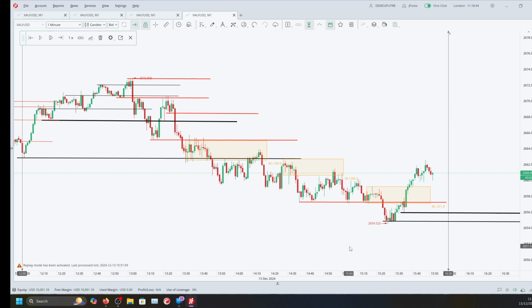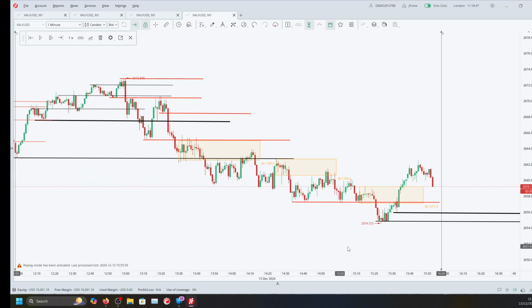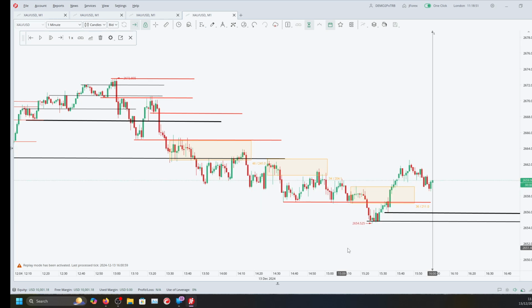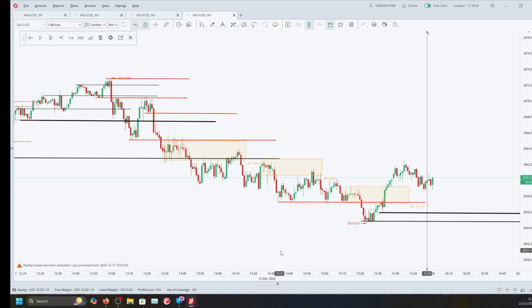And now we're getting close to 4 o'clock. So now, you see, I was anticipating taking a short out of here. You know, that rejection candle.